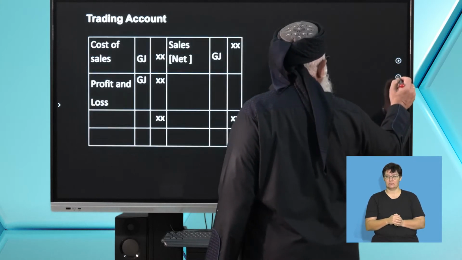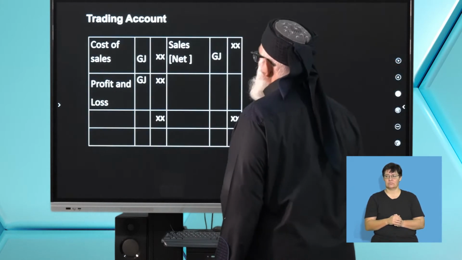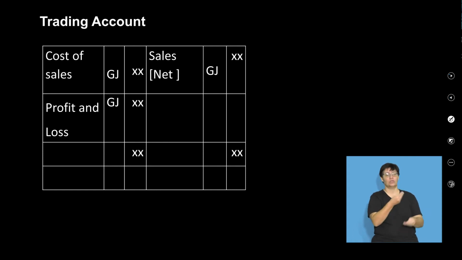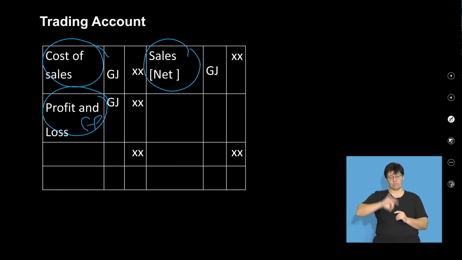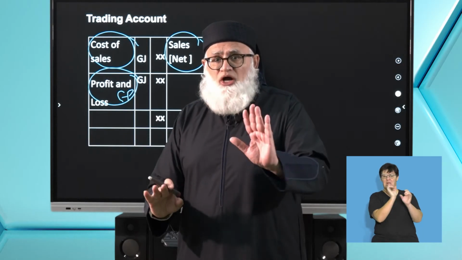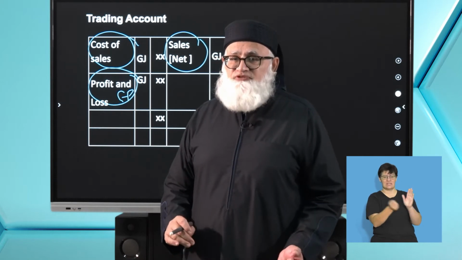We now look at the trading account. If you're using a perpetual inventory system, in your trading account you've got three components. What are those three components? They are your sales, your cost of sales, and obviously the profit and loss, which is your gross profit figure that you calculate. So the trading account of a perpetual inventory is pretty straightforward: sales, cost of sales, and your profit and loss.